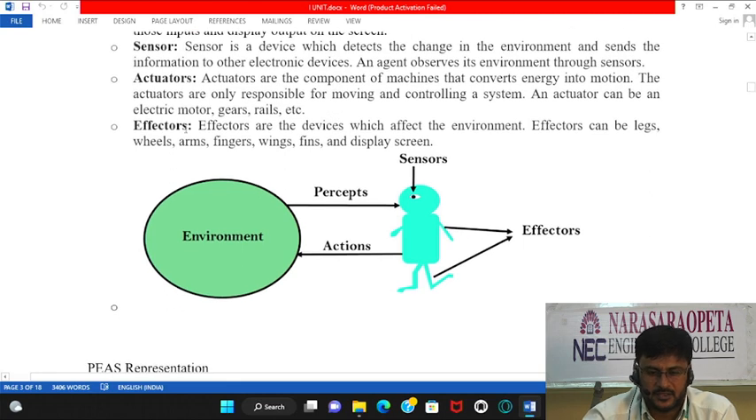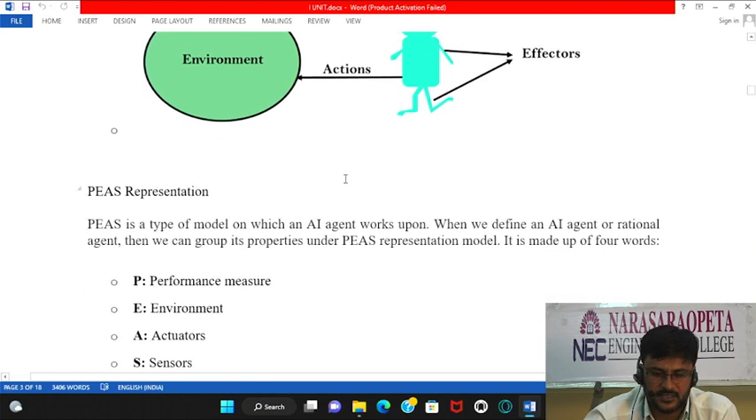Next, effectors. So what are the effectors? The effectors are devices which affect the environment. Effectors can be legs, wheels, arms, fingers, wings, fins, and a display screen. All are effectors.